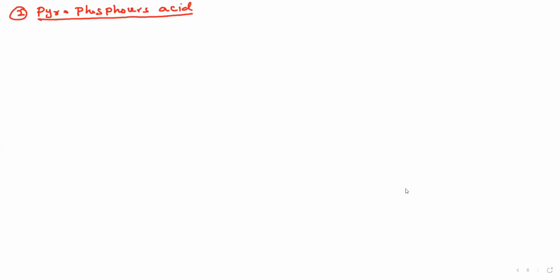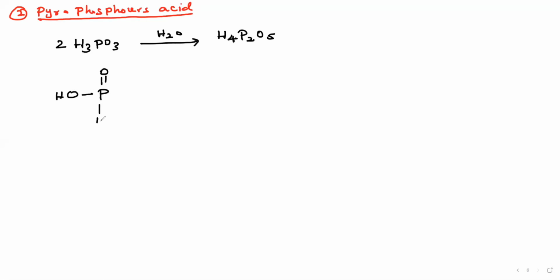If I take 2 molecules of H3PO3 and remove the water molecule, H2O, what is the formula? You get H4P2O5, right? Now what is the structure? Simple. Phosphorus, here double bond O, here OH, here H, this OH. This is orthophosphorus acid. Then take the other mole: P double bond O, here OH, then here H, then here OH.